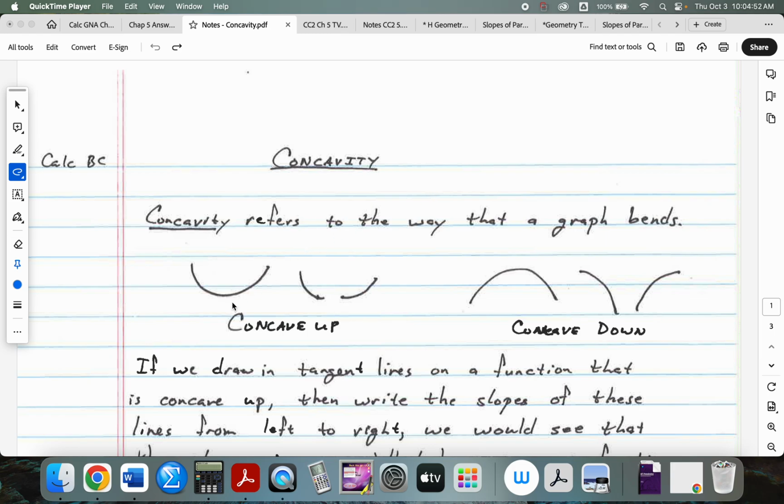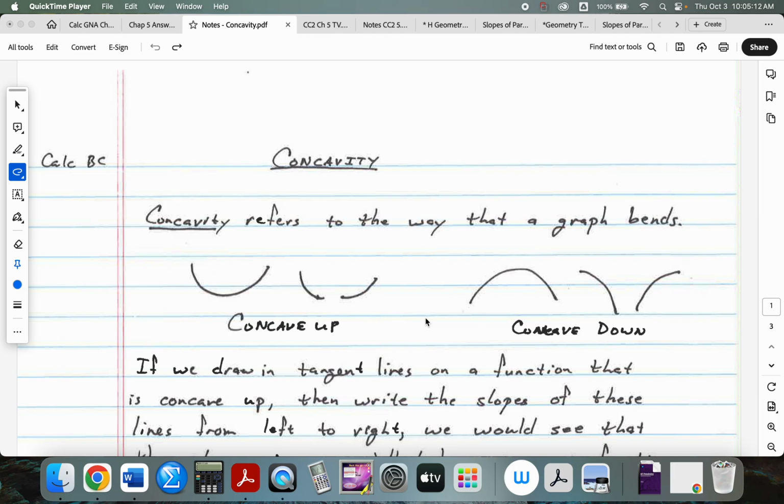Here are some examples of functions that are concave up on the portion shown, and here are ones that are concave down. I know when I was taught, if you're just looking at a graph, it's like, is the bowl up or is the bowl upside down?